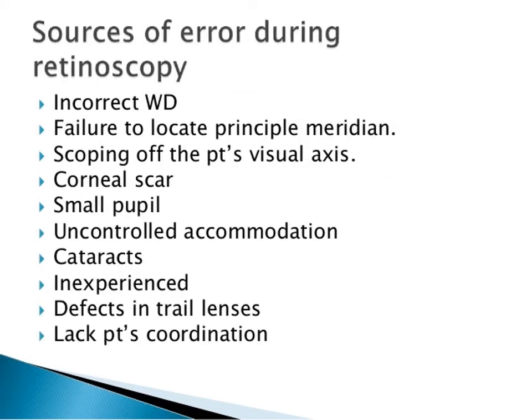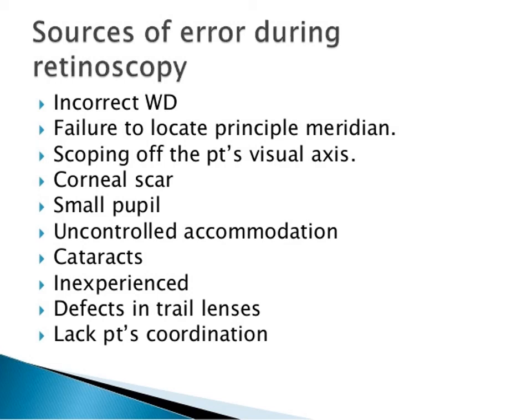Now, what are the sources of errors in retinoscopy? First is the incorrect working distance. For every working distance there is a specific dioptric value, so the working distance should be fixed. Either it can be 66 centimeters or 55 centimeters, depending on which we have to subtract the specific dioptric value from the gross value which we get in retinoscopy.